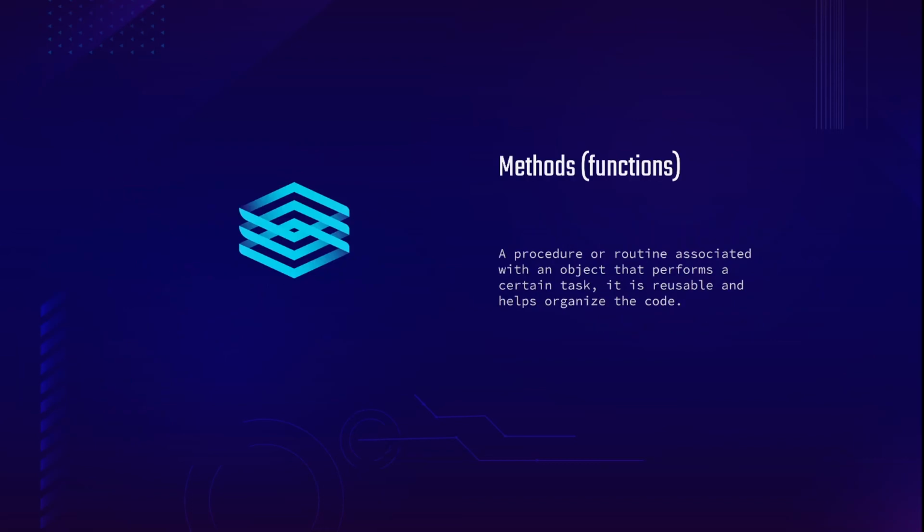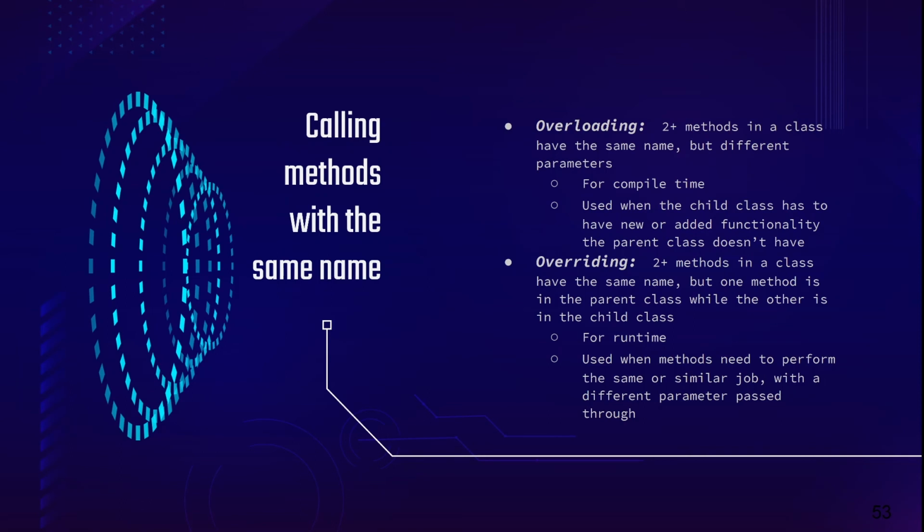So, finally we're there. Methods, also known as functions. Methods are a procedure or routine associated with some object that performs a certain task. It is reusable and helps organize the code. It doesn't really matter for the beginning, but don't write everything in main. That's the idea. We're going to be talking about how to call methods with the same name, because this is kind of important and a little confusing, kind of like the passing.